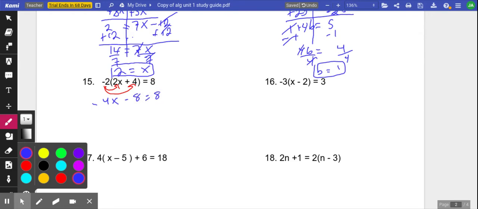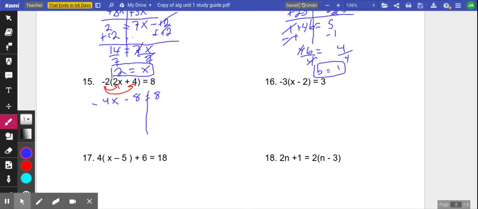So once we do the distribution, we now have a two-step equation. So I want to get that x term by itself. So I will do the inverse of minus 8, which is plus 8 on both sides. And I have negative 4x equals 8 plus 8, which is 16. Then we have divide by negative 4 on both sides. X equals 16 divided by negative 4, which is negative 4.